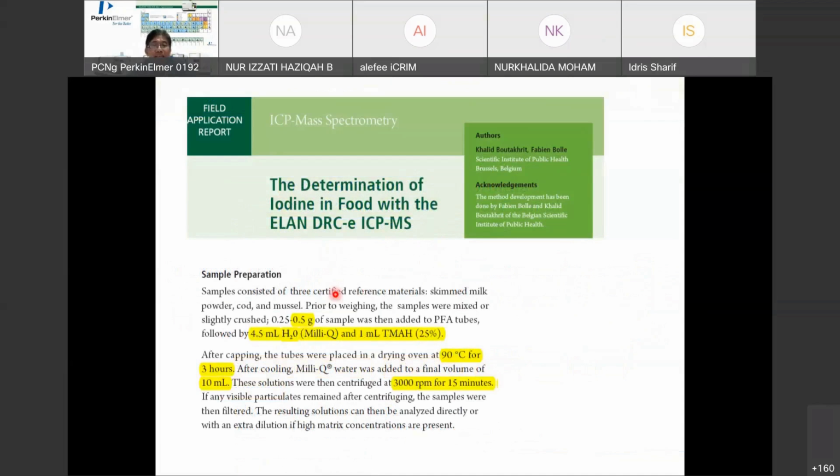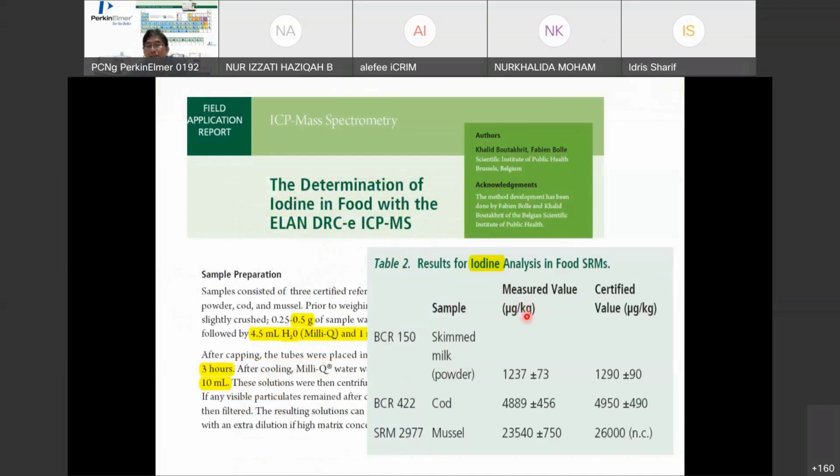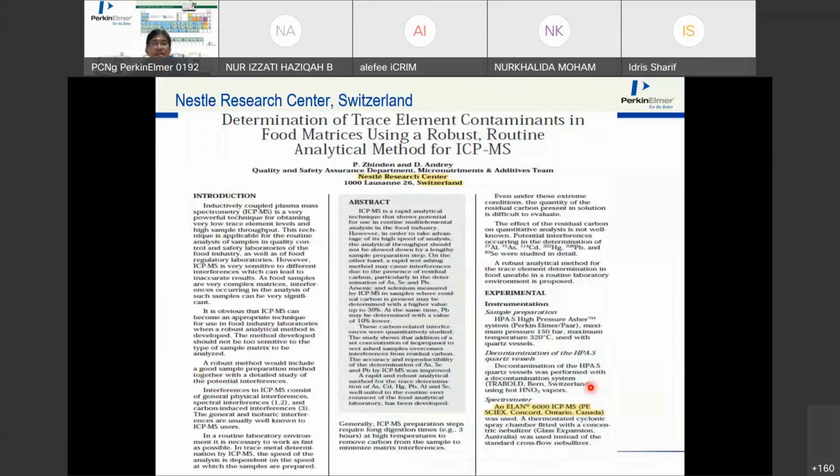Now this is a paper from PerkinElmer doing iodine, and we are doing the certified value. The certified value measured is the same. It is i-CRIM that is measuring. This is the Nestle method for iodine.